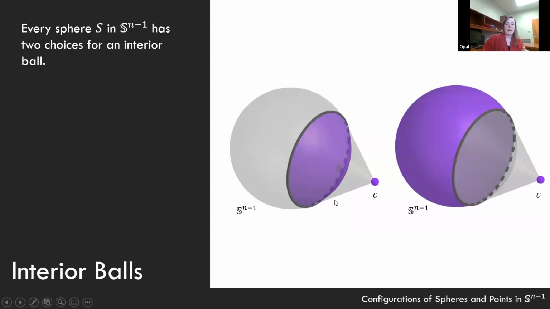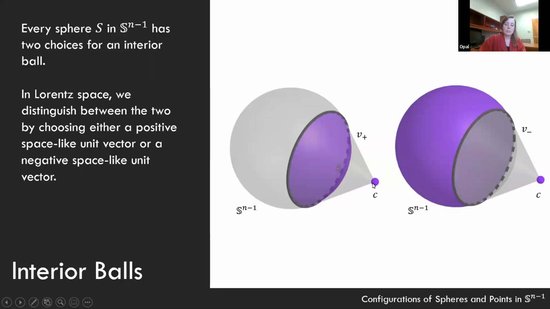If that half space that you picked out contains that cone point, then you can represent that with the positive version of the space-like unit vector corresponding to that sphere. And if your half space that you've chosen doesn't contain that cone point, you would represent it with the negative version, the negative space-like unit vector.